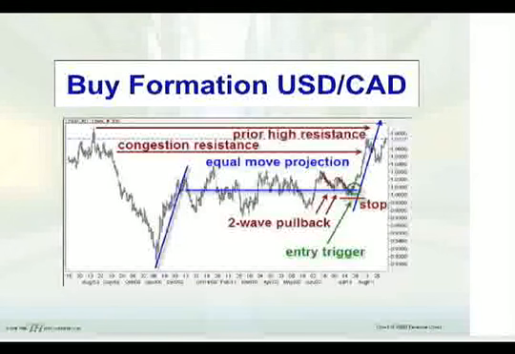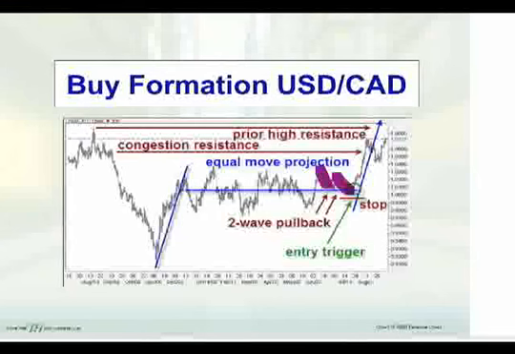Now we go forward here a little bit, and here's what you can see happened. We had a two-wave correction, but it still held the upper end of that trading range. You can see the middle of that trading range here marked in blue. And this two-wave correction then formed a much more gradual pullback that, when that two-wave pattern broke higher, triggered the buy for the USD CAD.